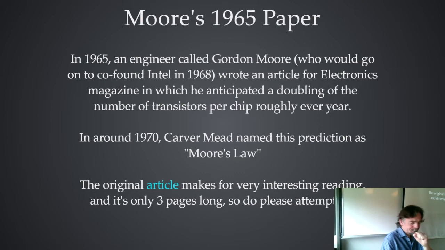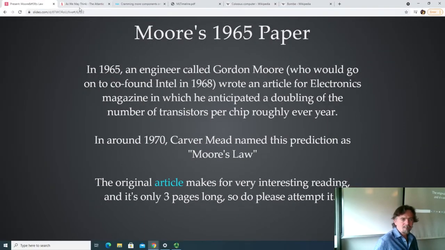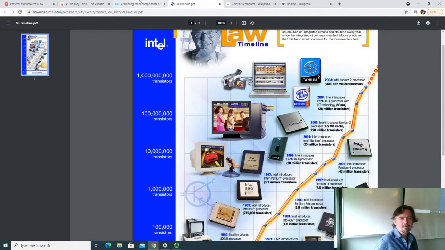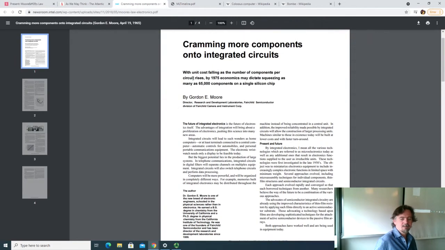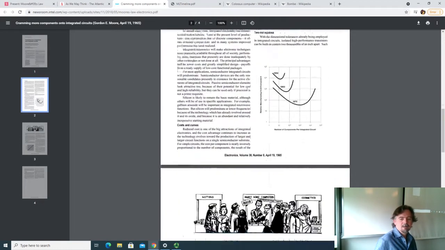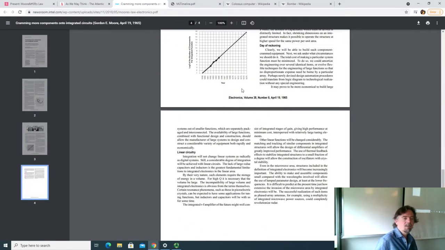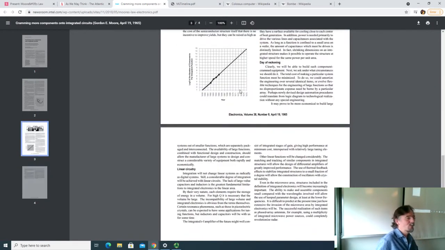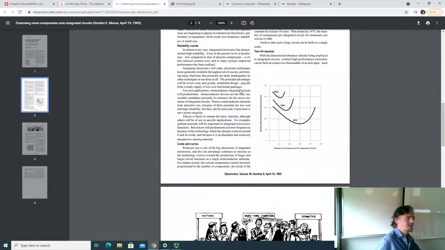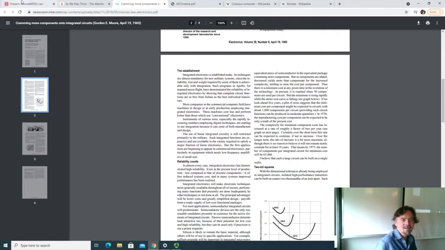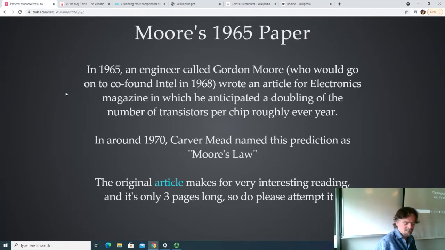If you want to see the original article, I have got a link for it here. It's that one there. So this is it, just a very short article about cramming more components onto integrated circuits. And there it is, that's the whole thing. But it's super important, right? Basically, the whole electronics and semiconductor industry is built on the idea of Moore's law in a certain sense. It's amazingly influential.